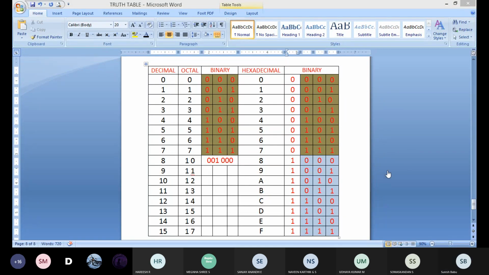Students, Harshini, Jagadeep, Somaskandan, Surya, anyone respond to me, pa?